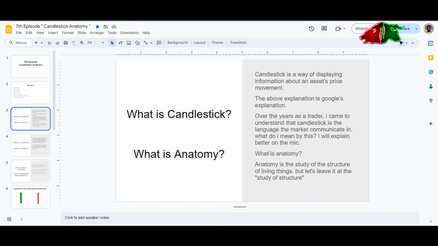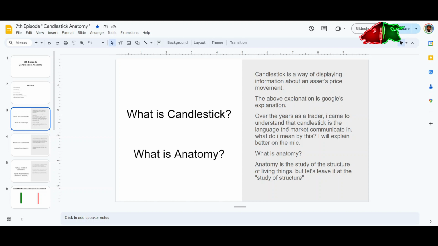Now we come to my own explanation. Over the years as a trader, I came to understand that a candlestick is the language the market communicates in. I've been teaching for over 4 years, almost 5 years now, so I came up with my own explanation about candlesticks. Candlesticks are like a language. For example, you travel to France or Germany, whatever country you travel to.